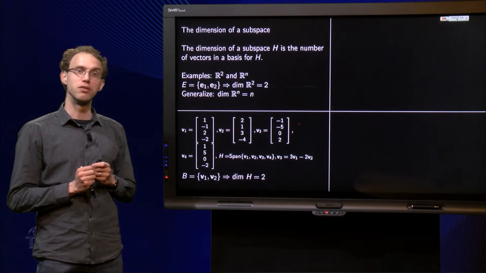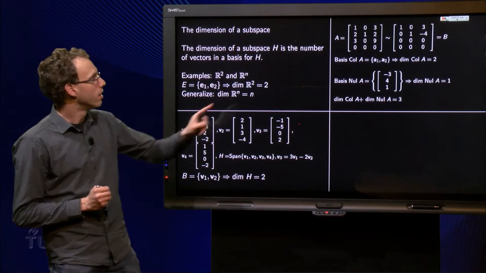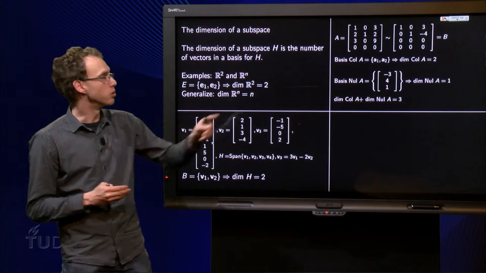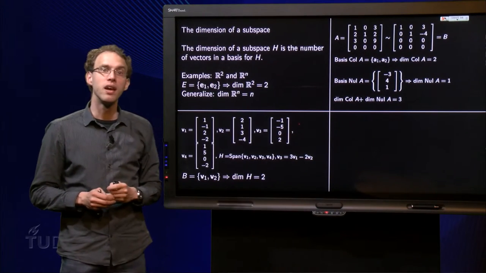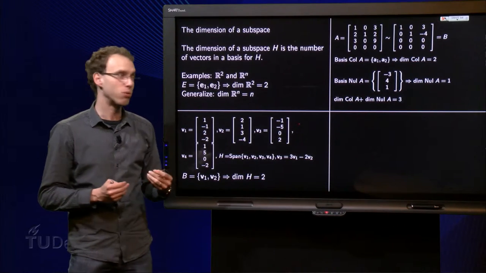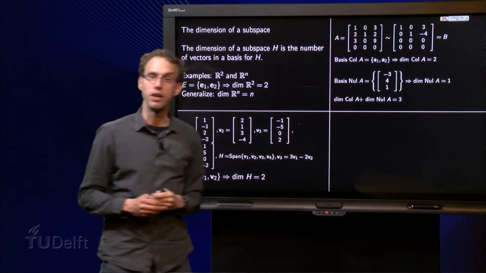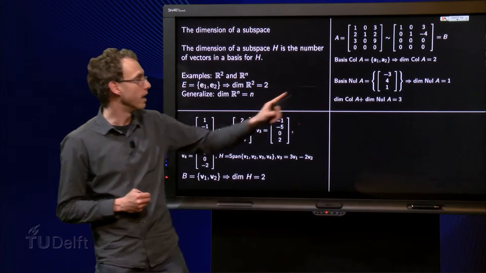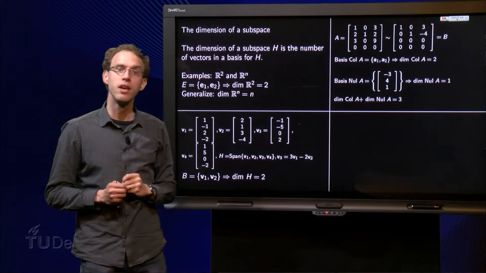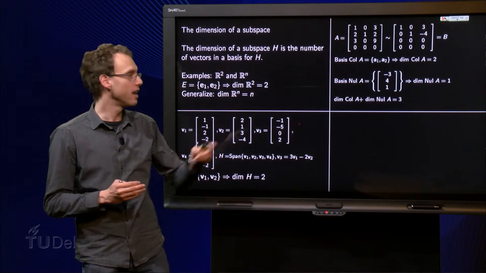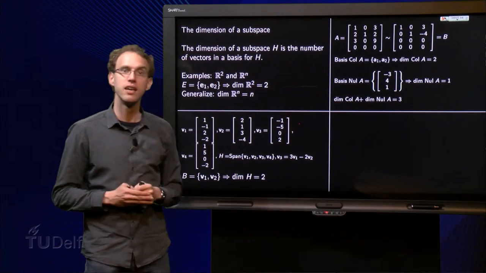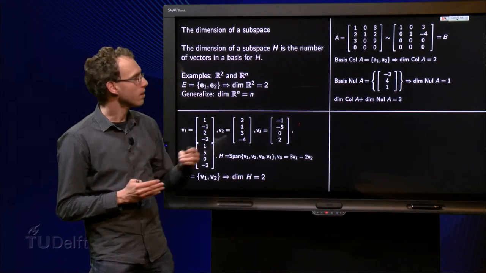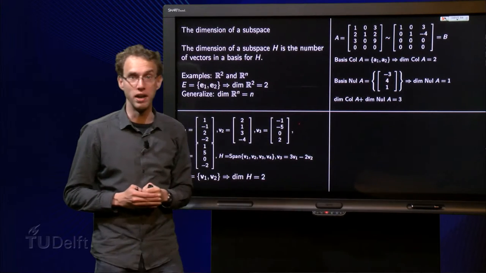Let's look at the dimension of Col A and Nul A. Over here we have our matrix A, which can be row reduced to B over there. So we know a basis for Col A is a set consisting of a1 and a2. Again, a basis with two vectors, so the dimension of Col A equals 2. We also looked at the null space of A. We found the basis for the null space of A consists of one vector, so that means that the dimension of the null space equals 1.